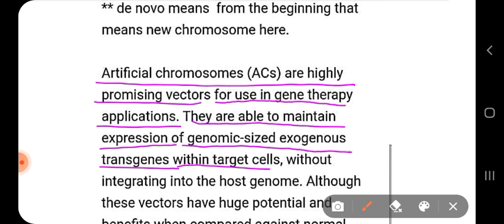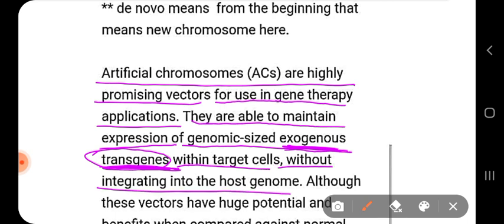Exogenous means from outside; transgenes are those genes from outside that we are incorporating. We are trying to express those genes in the cells via this human artificial chromosome as a vector, without integrating into the host chromosome.